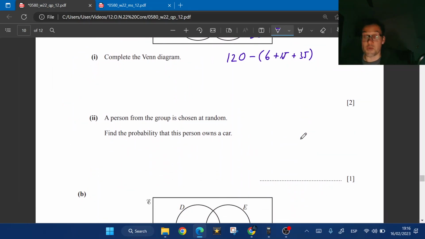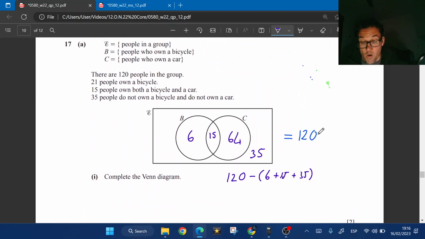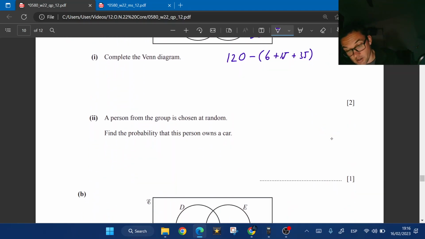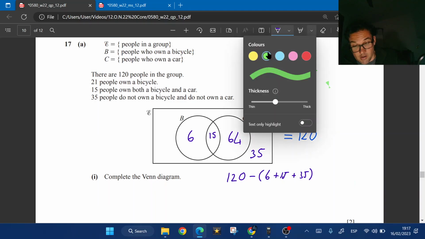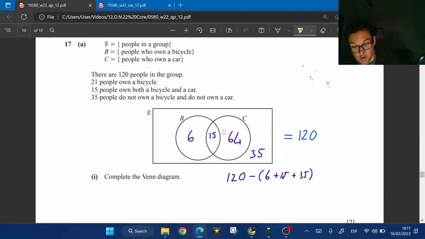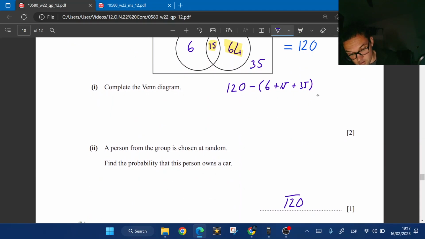A person from the group is chosen at random. Find the probability that this person owns a car. So, meaning they pick somebody from all of them. So there's 120 people. People owning a car, be careful now, because we not only count these 64, we count this 15 as well, because they also own a car, although they own a bicycle. So it's 15 plus 64 being 79. So 79 out of 120.